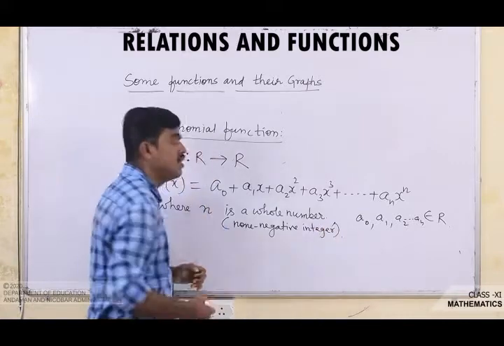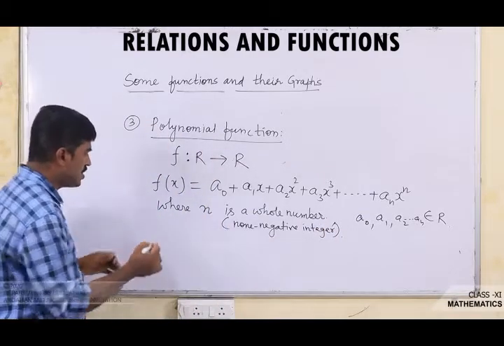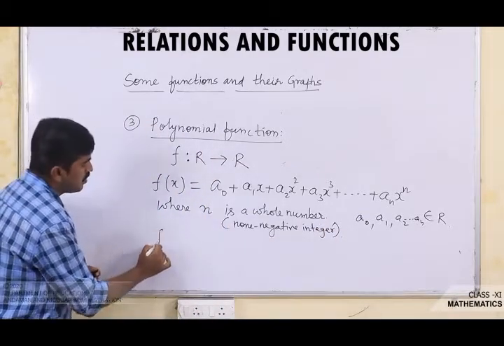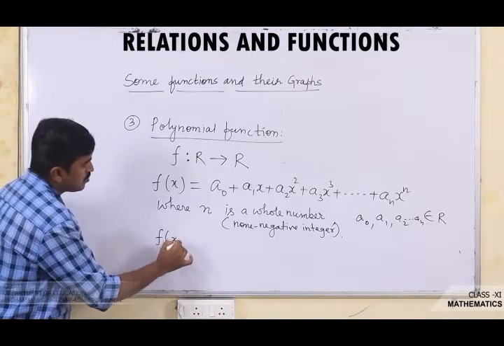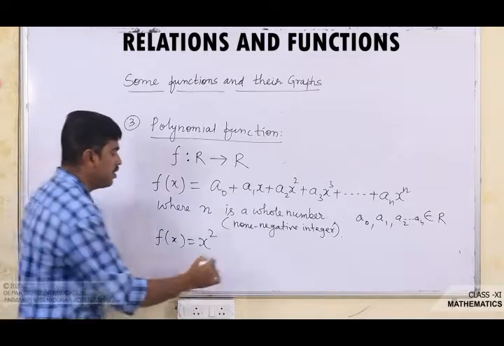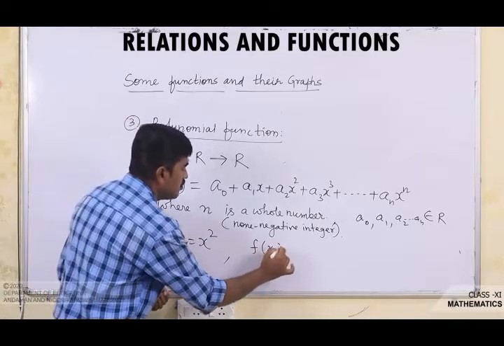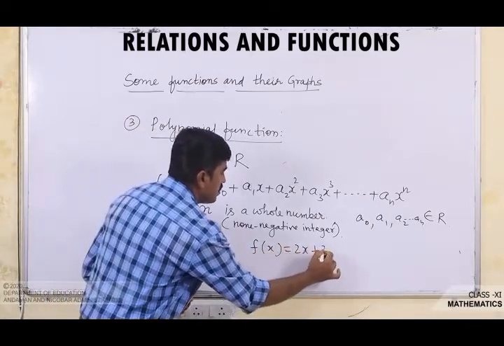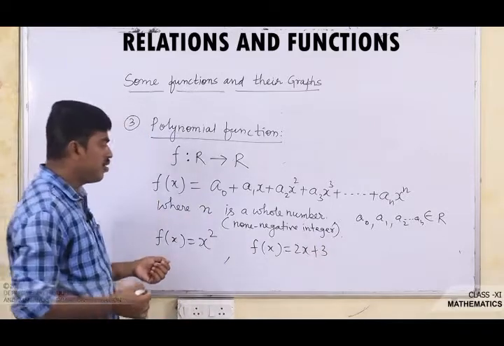If n is a non-negative integer. So let us take some examples. Here f of x is equal to x square. It is a polynomial, a quadratic polynomial. f of x is equal to 2x plus 3. It is a linear polynomial.